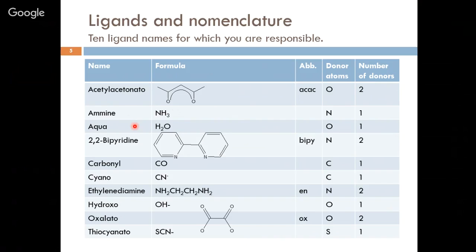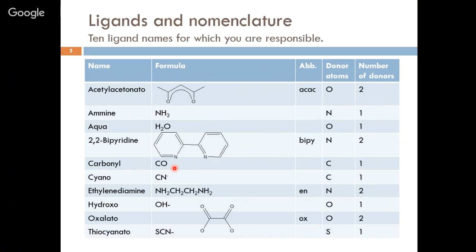Water as a ligand is called aqua. In the older literature, and it's still quite commonly used, this is actually aquo. It's the same thing. It's just a difference in nomenclature due to the international rules. Water binds through the oxygen, and it's a monodentate ligand. 2,2'-bipyridine is this compound here. It's called bipy. It binds through each of the nitrogens and is bidentate.